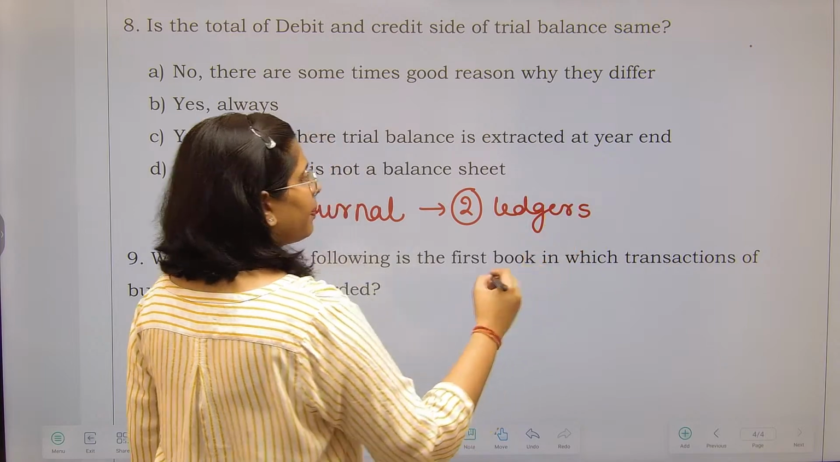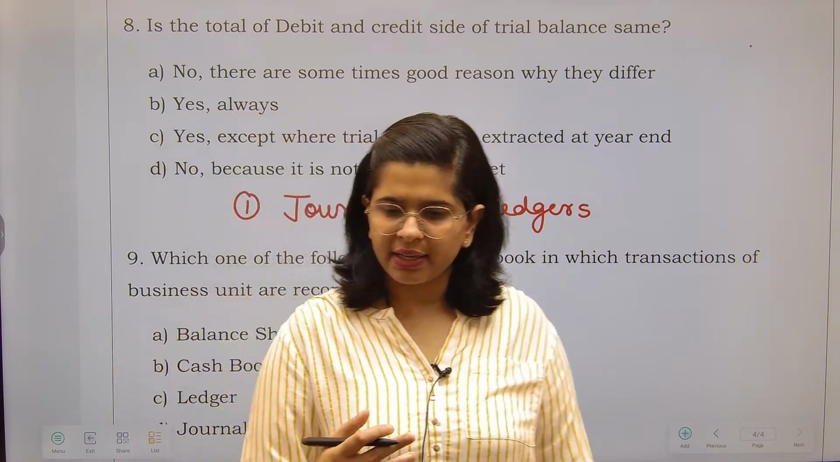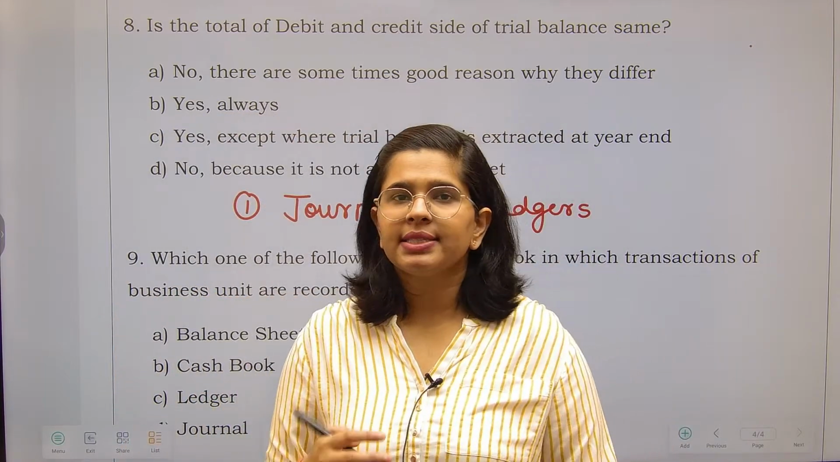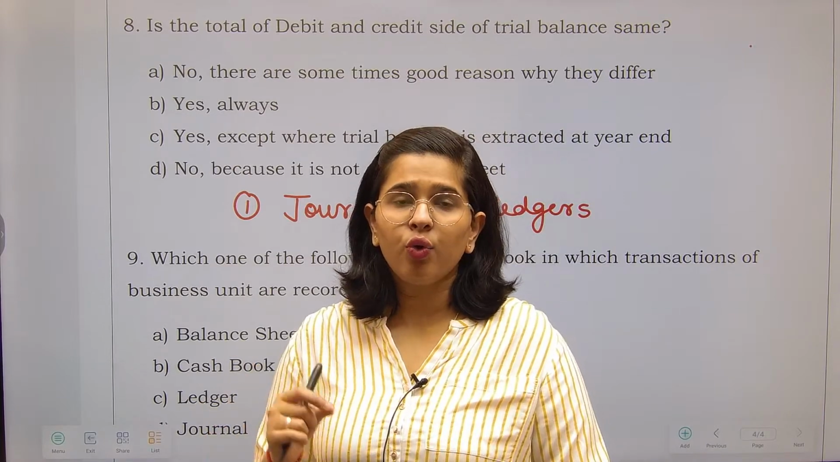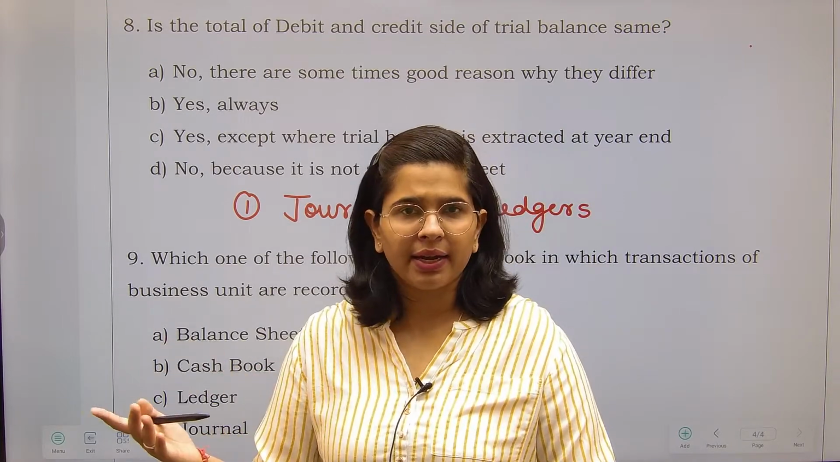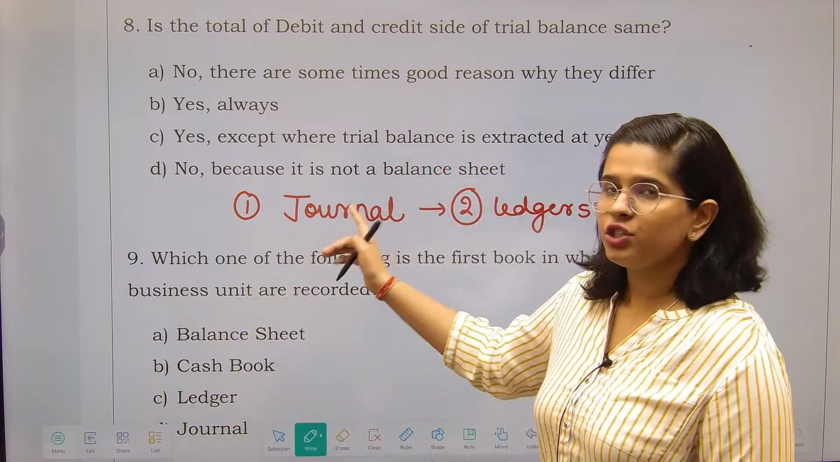Suppose I have made the payment to someone for salary, right? So the entry will be salary account debit to cash account. I have paid it, right? So this is called the journal entry.